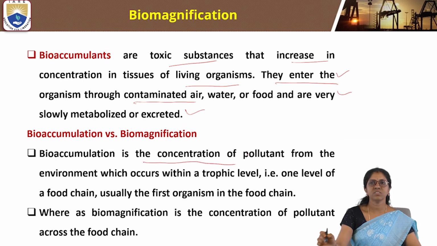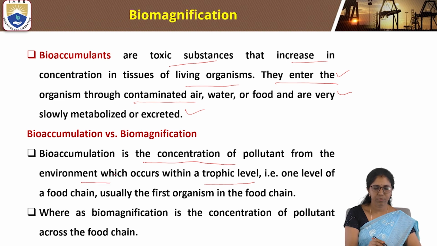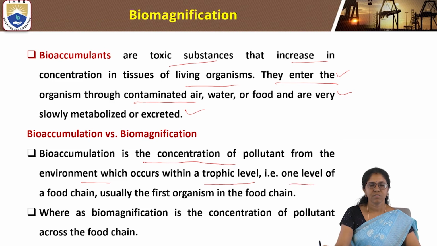Bioaccumulation is the concentration of pollutant from the environment which occurs within a trophic level. That is one level of the food chain, usually the first organism in the food chain. So bioaccumulation means the concentration of pollutant in one trophic level.